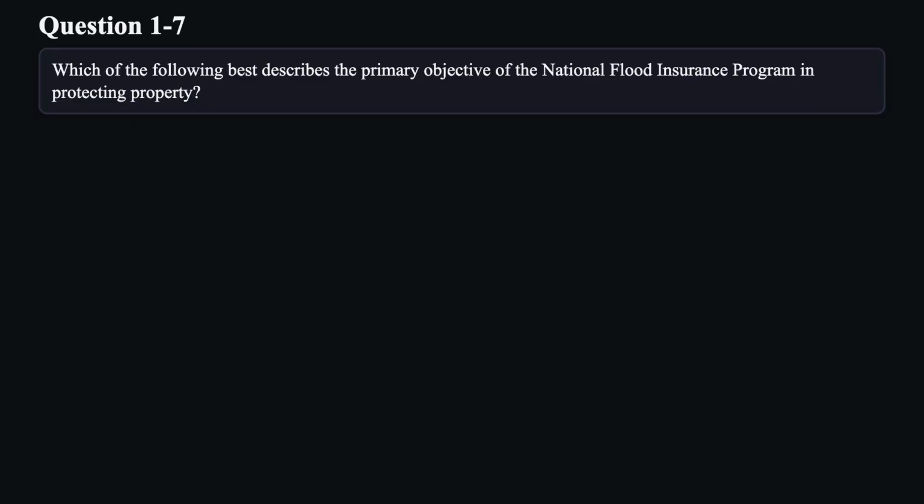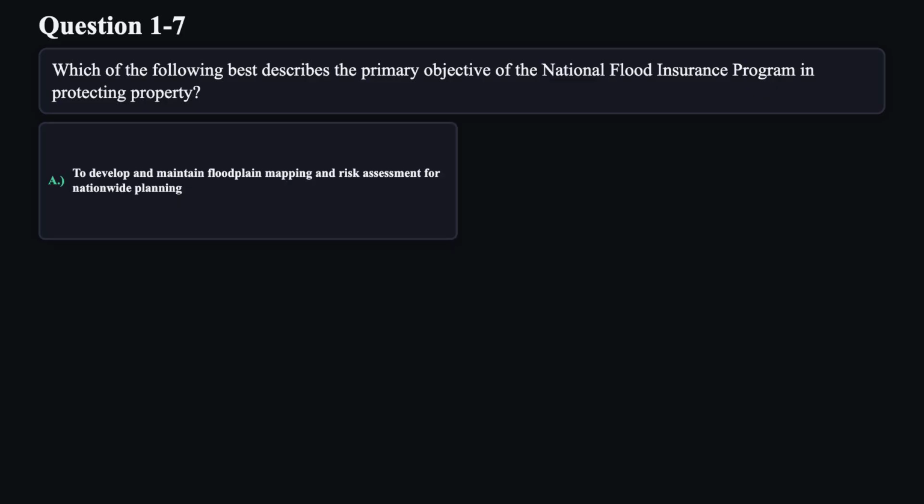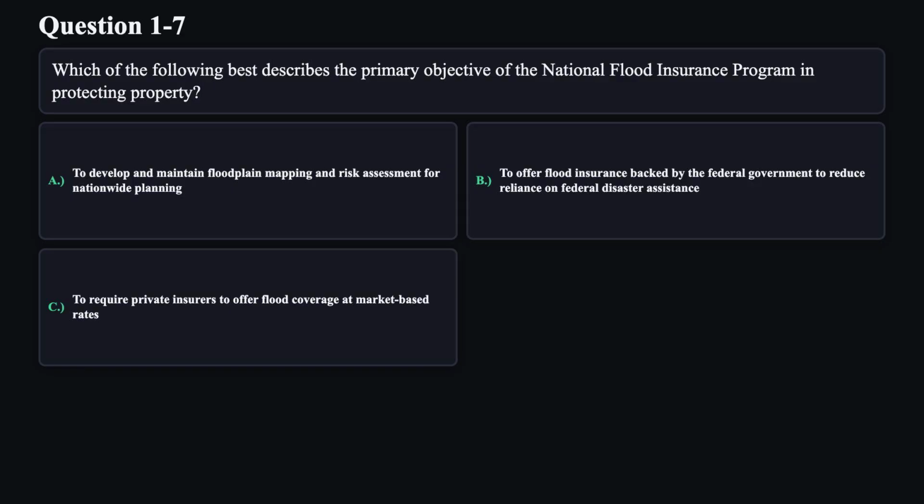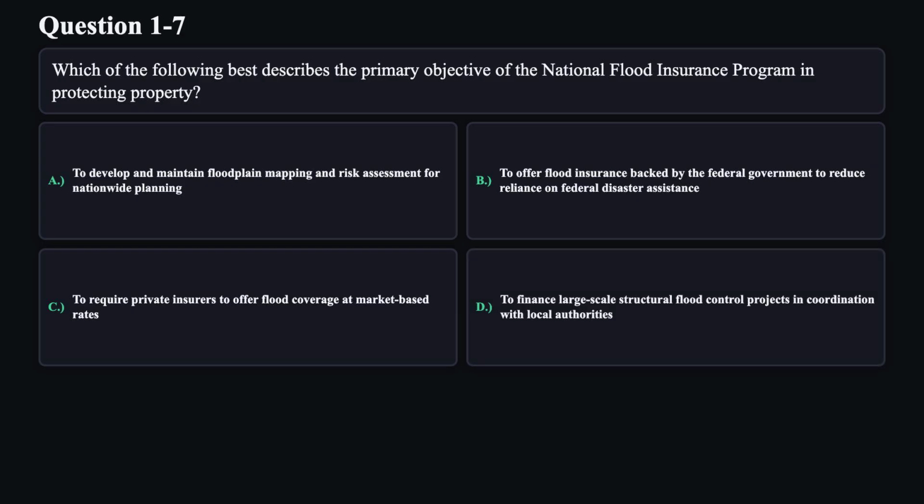Question 7. Which of the following best describes the primary objective of the National Flood Insurance Program in protecting property? A. To develop and maintain floodplain mapping and risk assessment for nationwide planning. B. To offer flood insurance backed by the federal government to reduce reliance on federal disaster assistance. C. To require private insurers to offer flood coverage at market-based rates. D. To finance large-scale structural flood control projects in coordination with local authorities.